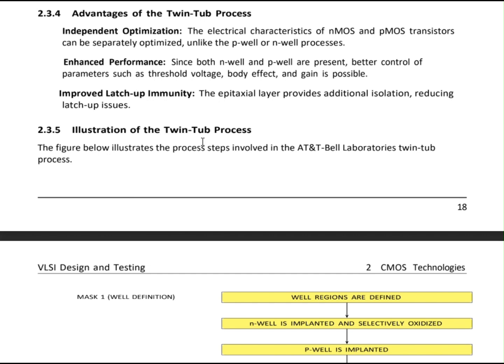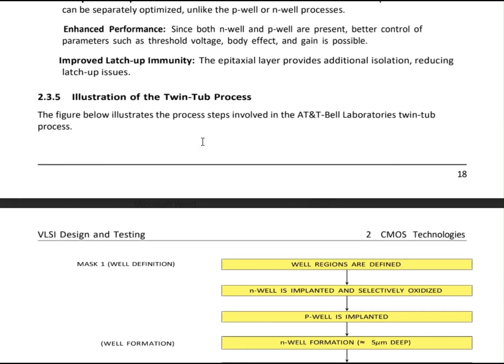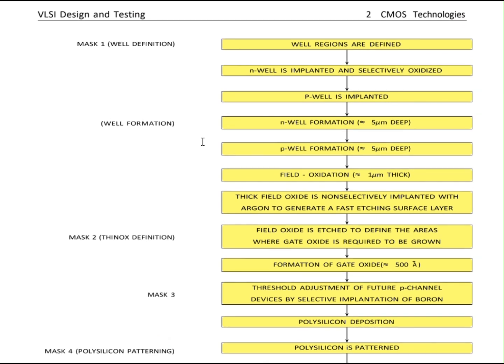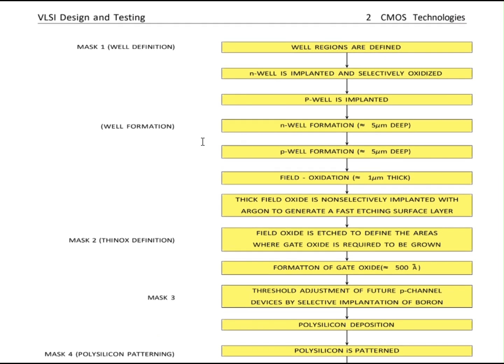To illustrate the twin tub process, you can also use the flow chart that is given here. Instead of writing theoretical sentences, you can represent it using the flow chart also. But in some cases, if it is for more marks, then you have to write both of them.